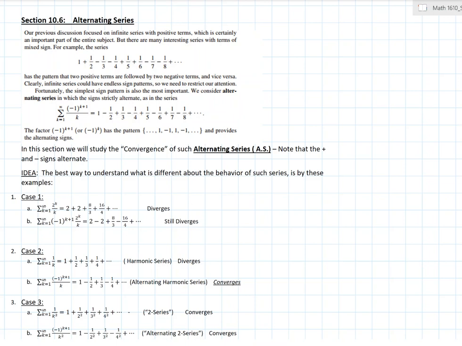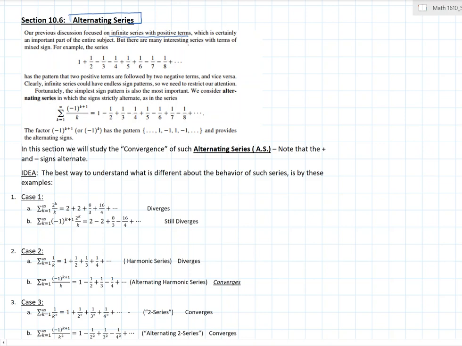So we're going to start with section 10.3 on what are called alternating series. So here's an introductory paragraph from the textbook. I'm just going to read a little bit of it. Earlier on, we were studying infinite series with positive terms. And obviously, that's a very important area of study.